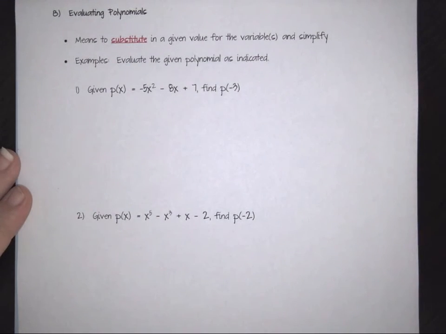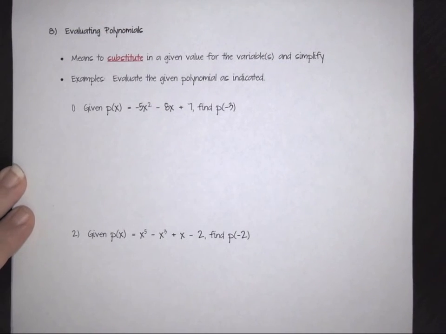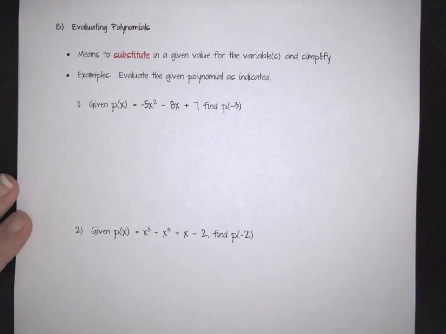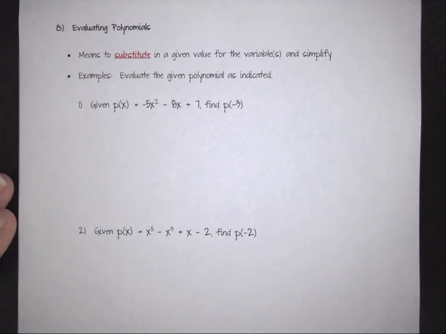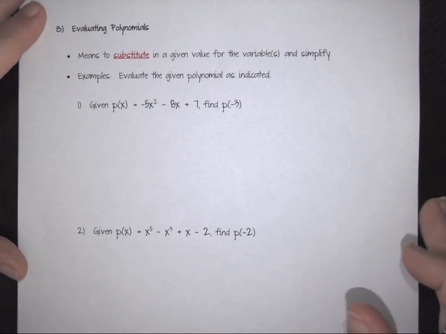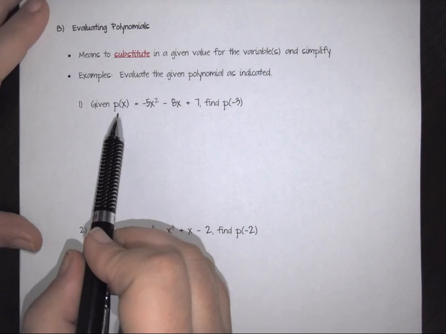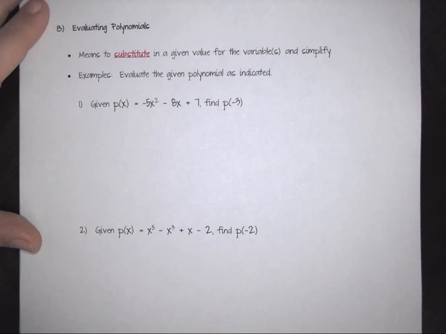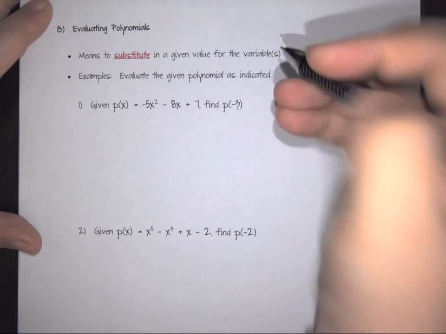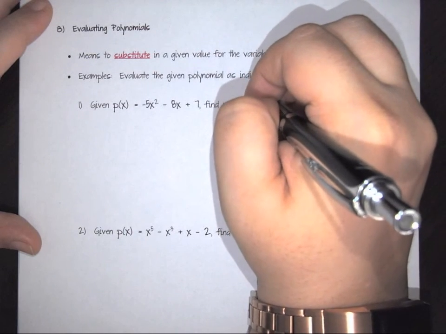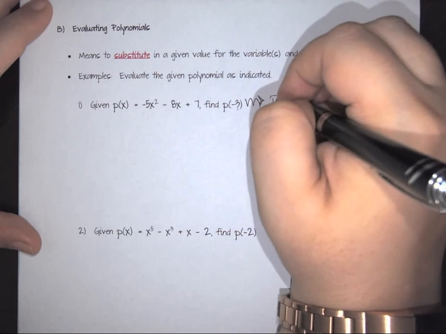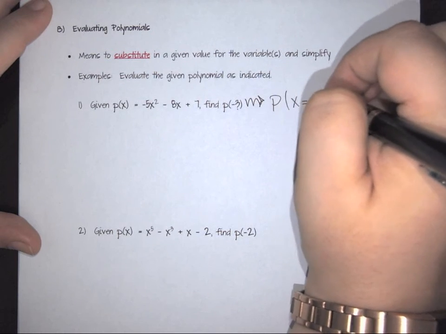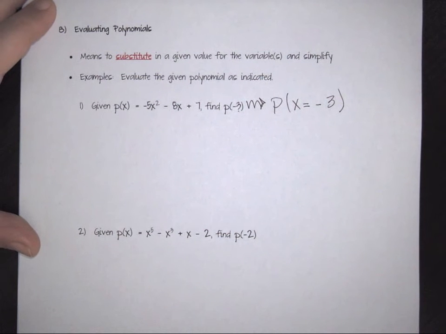Now, beyond just identifying the pieces of polynomials, we have to know also how to evaluate them. Evaluating means we are being told what your variable actually is, and so we simply have to do what's called plug and chug and simplify. In other words, I'm giving you the polynomial, so p of x is negative 5x squared minus 8x plus 7. I want to find p of negative 3. What this actually means is that I want to find my polynomial when x equals negative 3. That's actually what we're saying here.